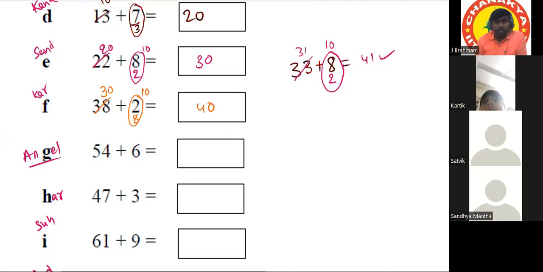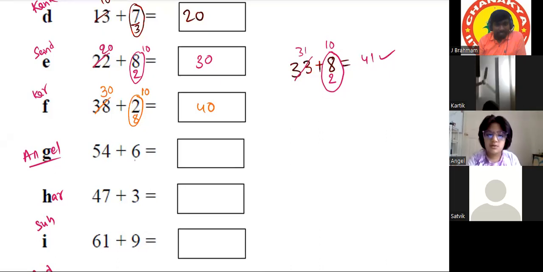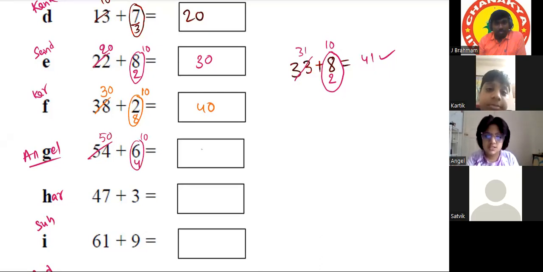Angel. What is your name actually? Angel only. Okay, tell. To complete 6, we need to take 4 from 54. Okay. And then 6 plus 4 is 10. And 54 is 50. And our total is 60.